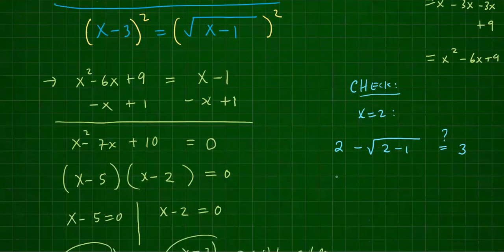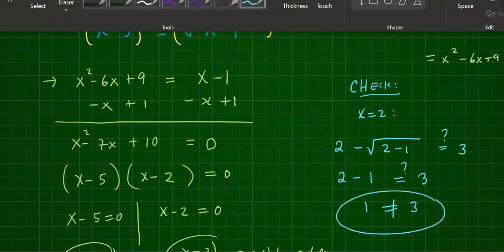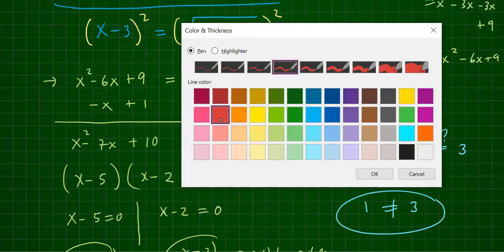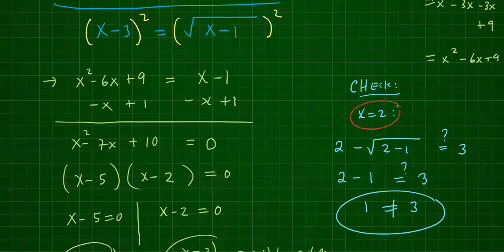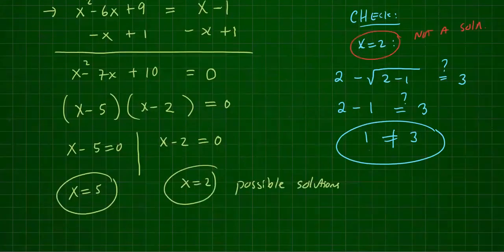So now what do we have? We have 2 minus 1, that's 1. So square root of 1 is 1. Is that equal to 3? Well, definitely not. Left side we get 1. 1 does not equal 3. So what does that mean? Well, that means that this is not a solution. Okay? So now we have to check the next possible solution we got. So you can see how important it is that we check our answer.